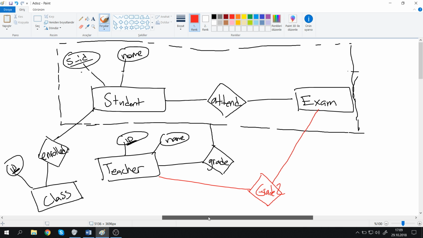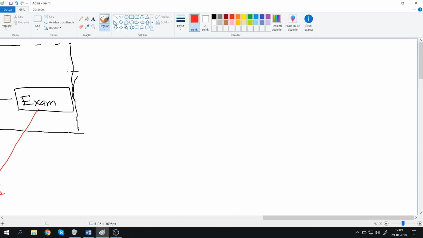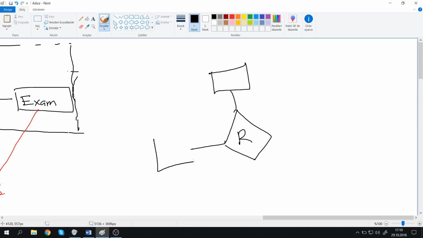We also have ternary relations. With the ternary relations, we are connecting 3 entities through a relation. Let's draw that. We have a relation and we have three entities connected. And this is good for relations that need all three of these entities to exist.